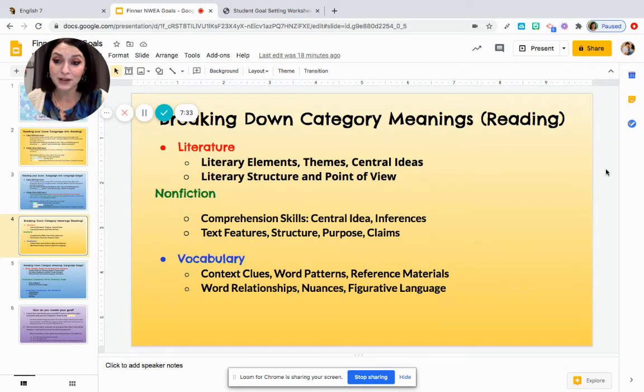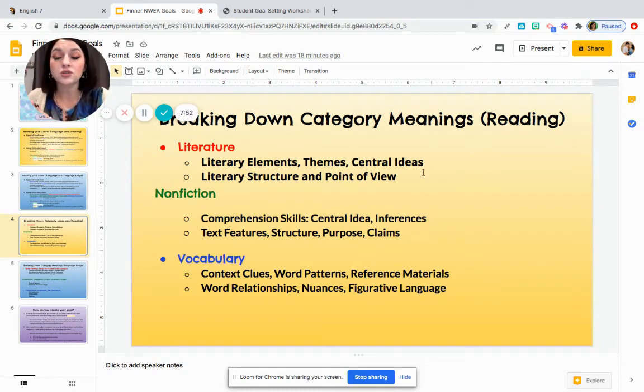You've already had practice with it so far this year in my class, writing theme statements, identifying good theme statements, and then identifying the central idea of a text or the main idea. So you're already really familiar, or you have a base level understanding of those skills. Then they also talk about literary structure and point of view.